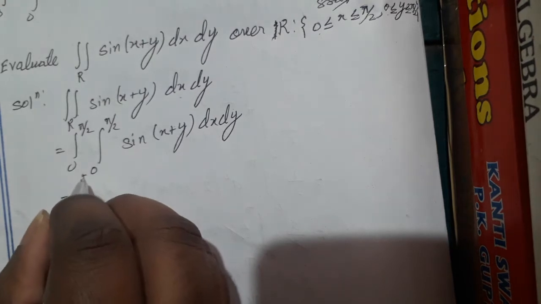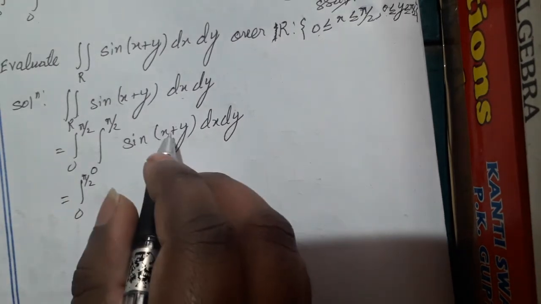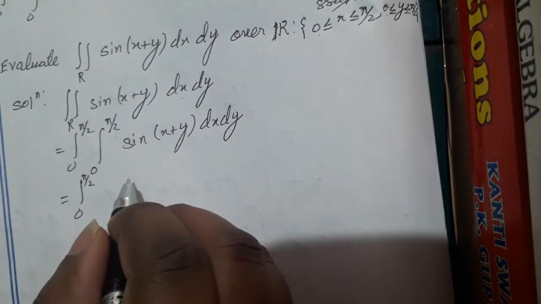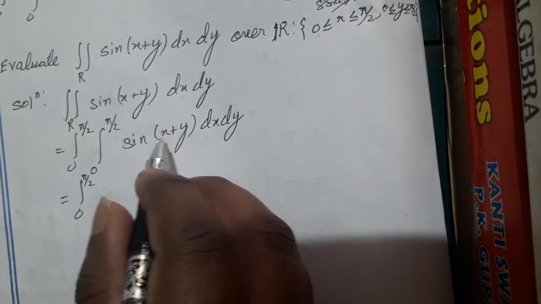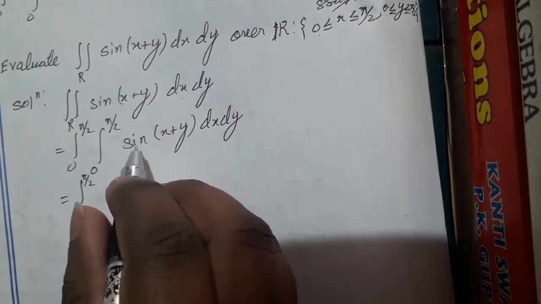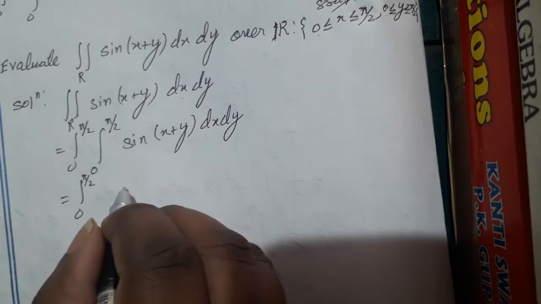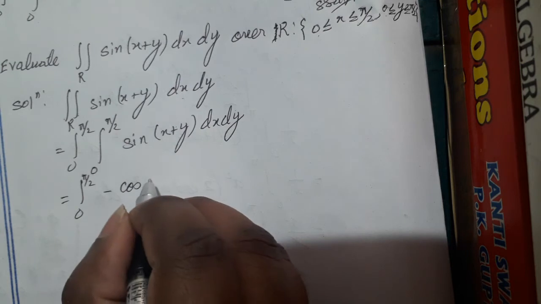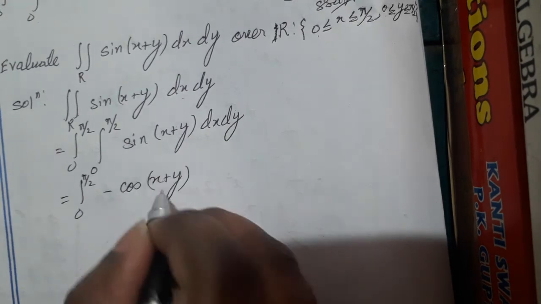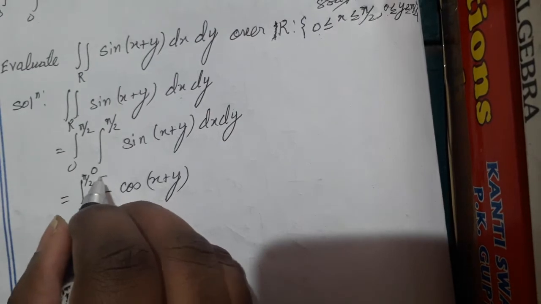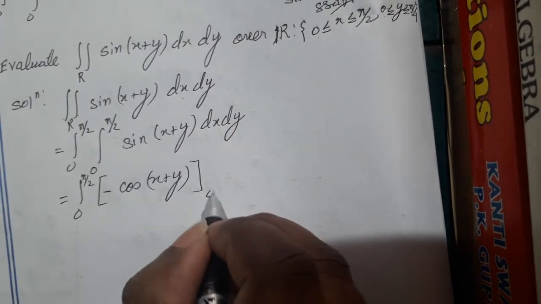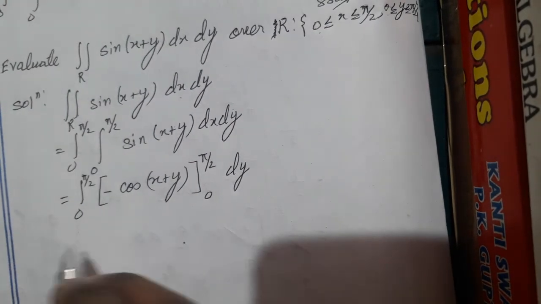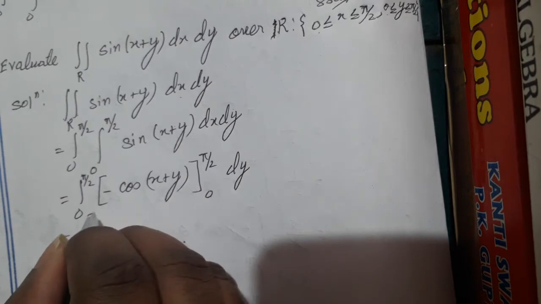So we have here 0 to pi by 2. Integration of this with respect to x: integration of sine is minus cos, so minus cos x plus y, and we apply the limit from 0 to pi by 2, dy.